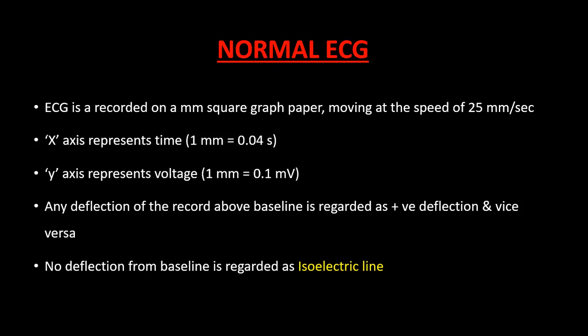Any deflection of the record above the baseline is regarded as positive deflection, and any deflection of the record below the baseline is considered to be the negative deflection. And if there is no deflection from the baseline, then that is regarded as the isoelectric line.